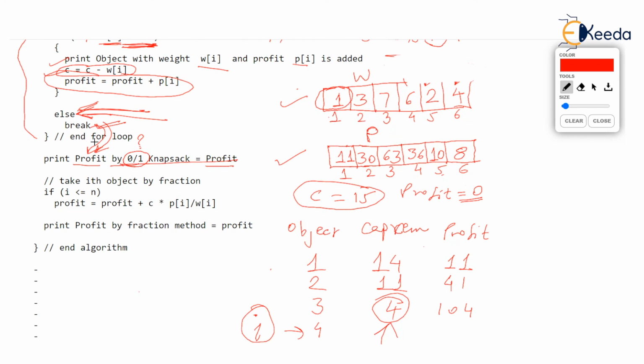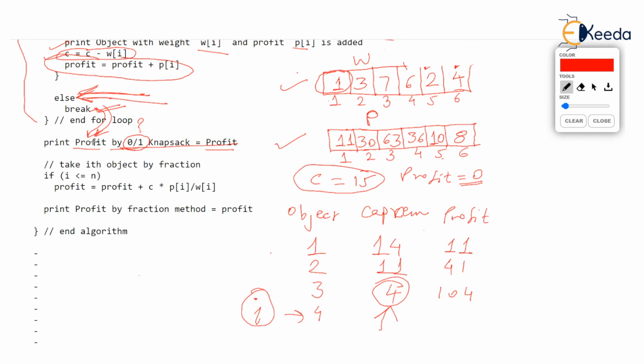Now the other type of knapsack is fraction knapsack. Now what is the meaning of fraction knapsack? It's very easy, you see. Go back in the memory again. The fourth object was not added. Why? The fourth object was not added because the weight of the fourth object was 6 kg. Observe the data here. The fourth object has a weight of 6 kg, and the capacity remaining is 4 kg. Just 4 kg is remaining, so you cannot add this object.